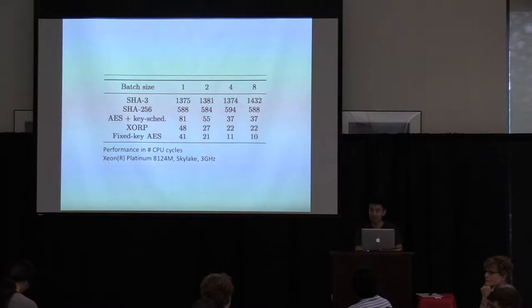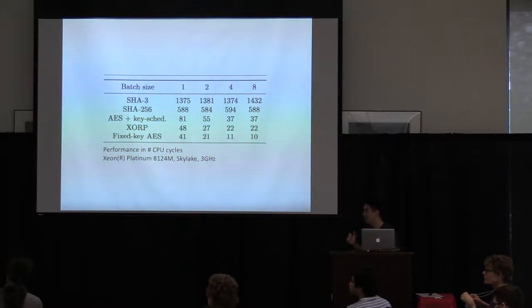Hardware implementation of AES is still much better, at least 10 times better than hardware implementation of SHA-NI. Mostly because SHA has much more RAM than AES. So the XORP, this is using fixed key, two different versions of fixed key AES. It's a 128-bit input, 128-bit output.